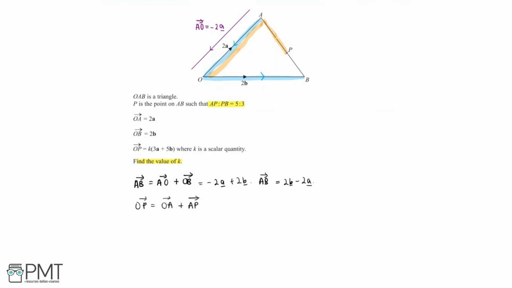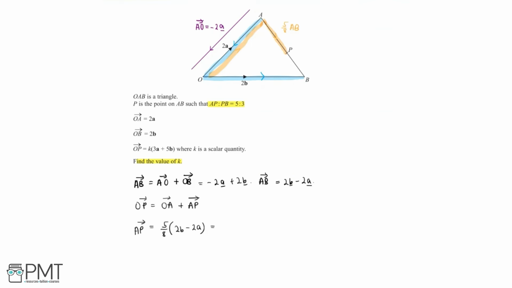And to find the vector AP, we can use the ratio given to us at the beginning of the question. If P is a point on AB such that the ratio of AP to PB is equal to 5 to 3, we can say that the line AB is made up of a total of 5 plus 3, which is equal to 8 parts. Now since AP makes up 5 parts, we can say that the line AP is 5/8 of the line AB, which we can work out below. We said vector AP is equal to 5/8 of the vector AB, which is 5/8 of 2B minus 2A.